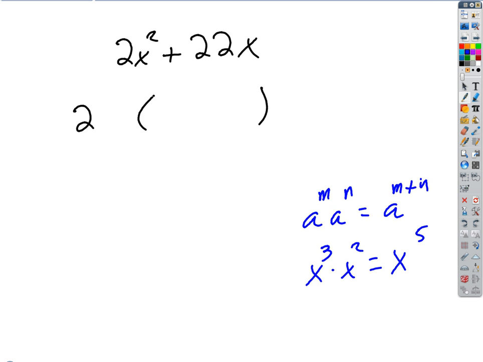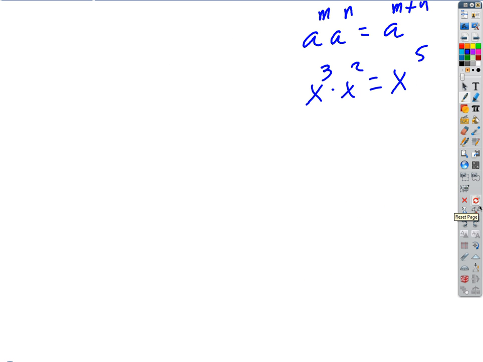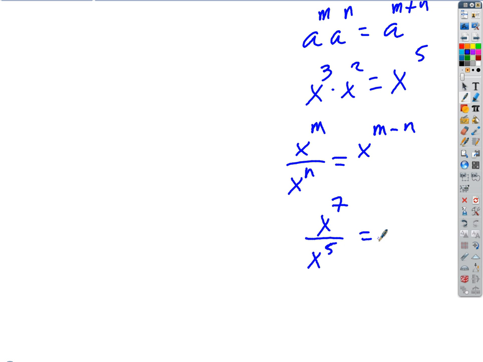Now, dividing is really similar. x to the m divided by x to the n is what? Subtract, yeah. If you divide like bases, you subtract the exponents. So for example, x to the 7th over x to the 5th is x to the 2nd. Another way you can think about that is I'm going to cancel 5 of those away from the top, leaving me with 2, right? Okay, everybody with me? All right, so now maybe that helps.